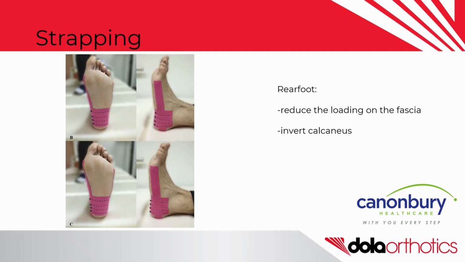Additionally, stirrups can be added at the rear foot, and this can help to change the rear foot position and rear foot mechanics. So this is commonly added to invert the calcaneus in a pronated foot, so it's therefore going to reduce the load on the fascia during that elongation period or that loading. So this would have a similar effect to placing a rear foot wedge on the patient's insole.